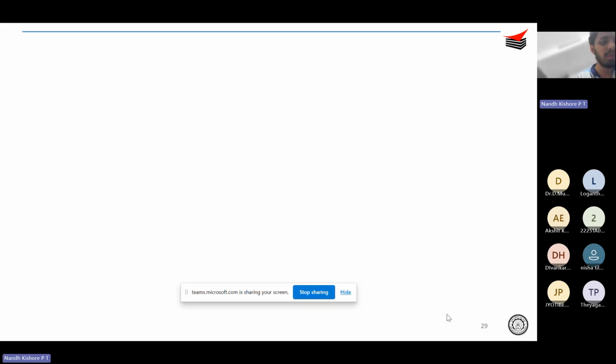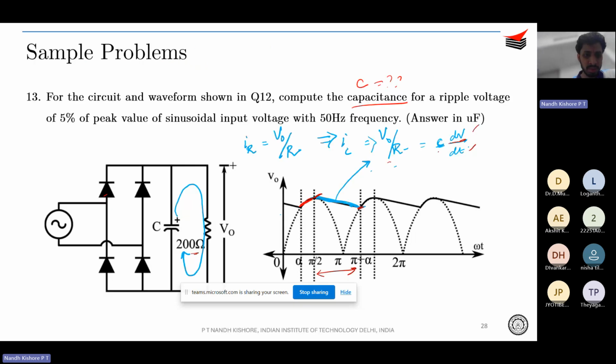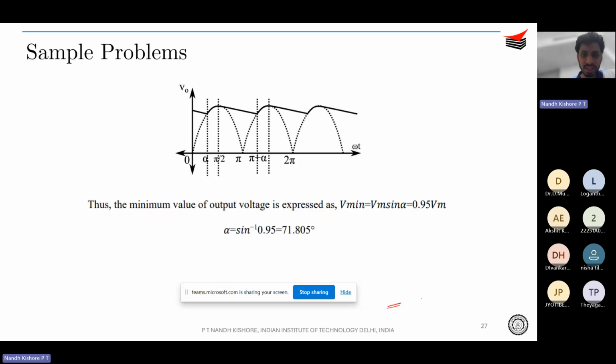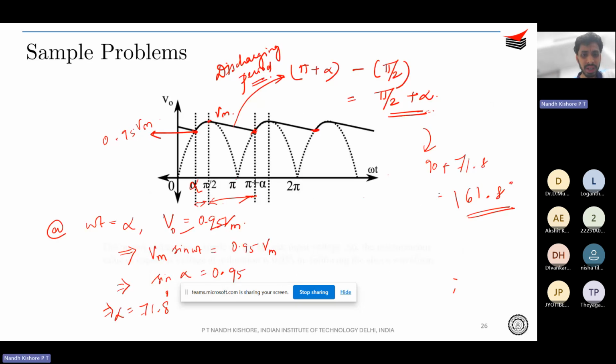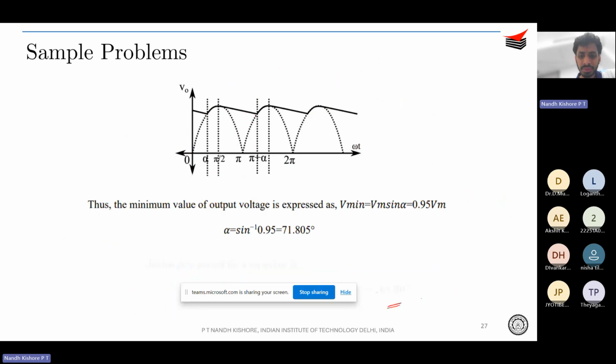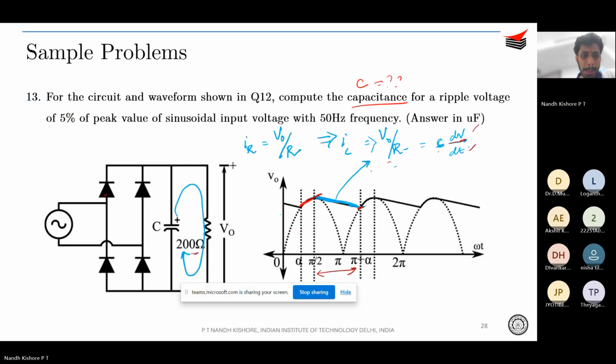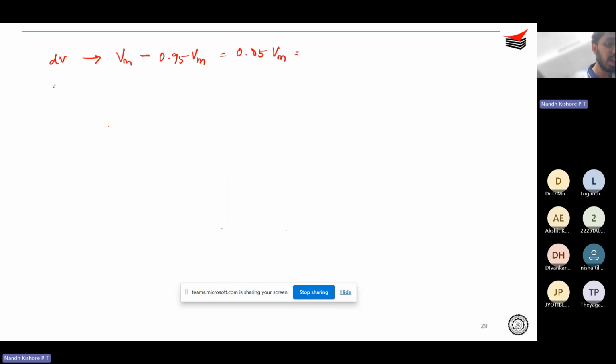So what is dV? It is going from Vm to 0.95 Vm, so dV is simply 0.05 Vm. And what is Vm? Vm was given in the previous question. Okay, so it was not given exactly, so let that be an unknown for now, or we can assume 230 volts. And what is dt?